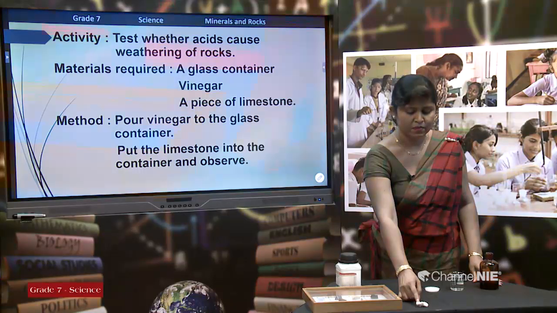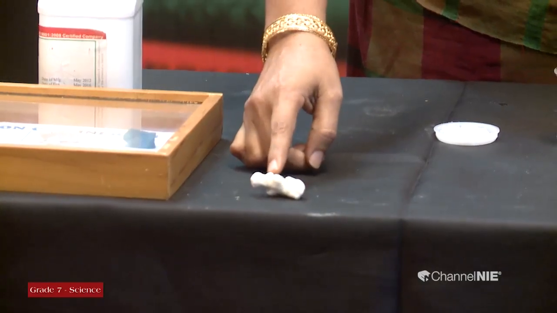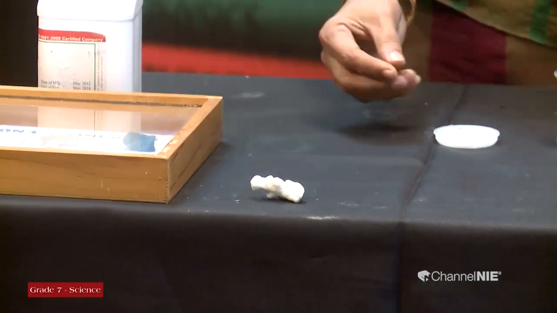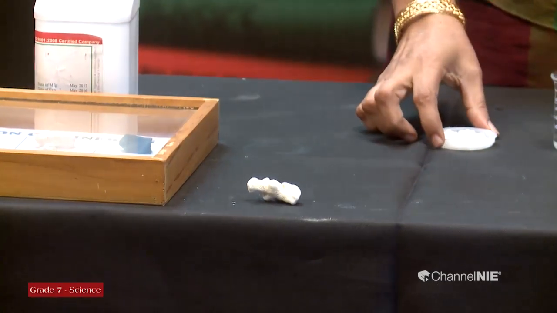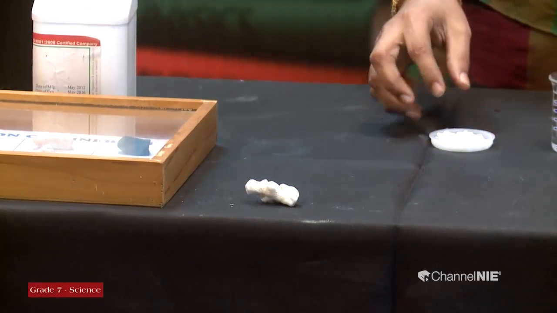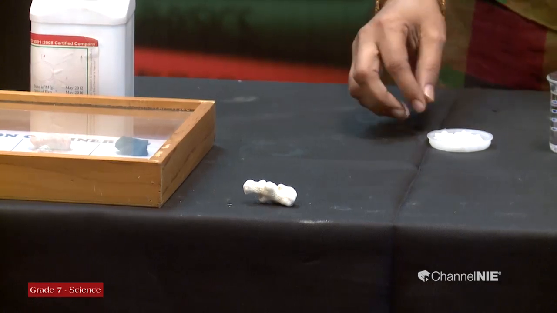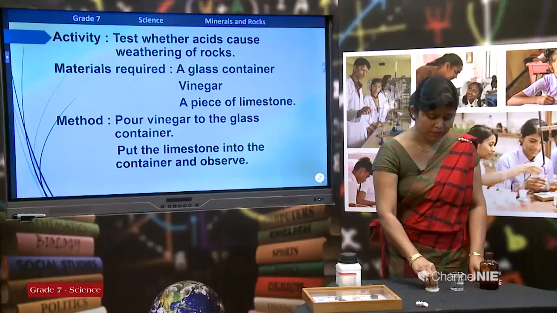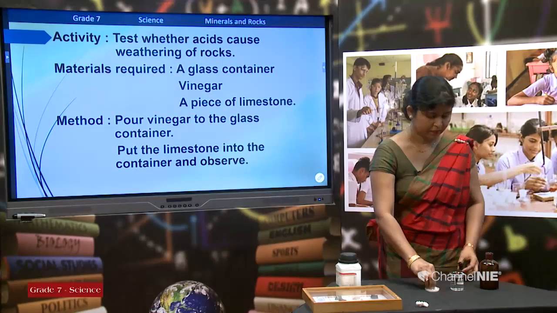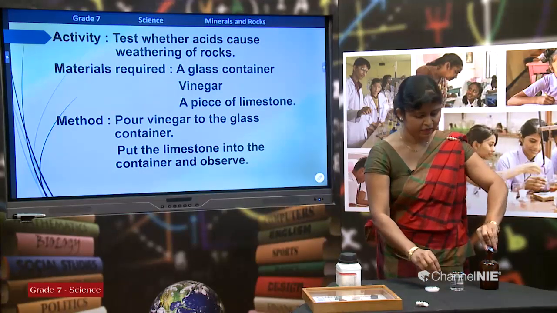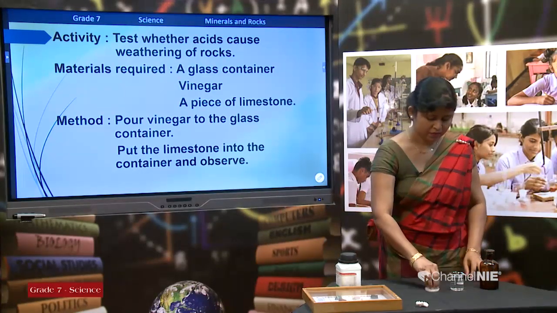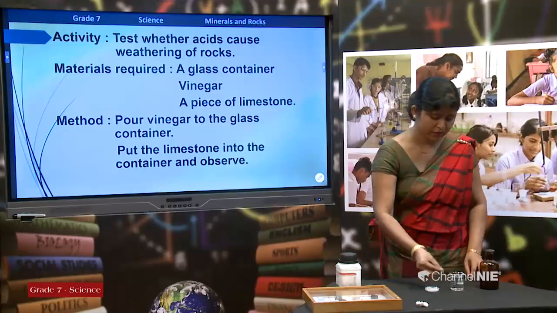Then this is a piece of limestone. You all can observe, here is a piece of limestone. Then I have taken small pieces of limestone to observe the reaction easily. Then I am going to put some pieces of limestone into the solution of vinegar in this way.